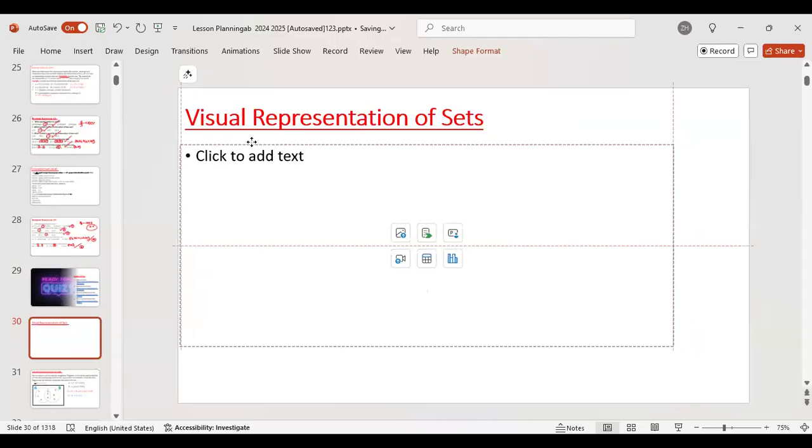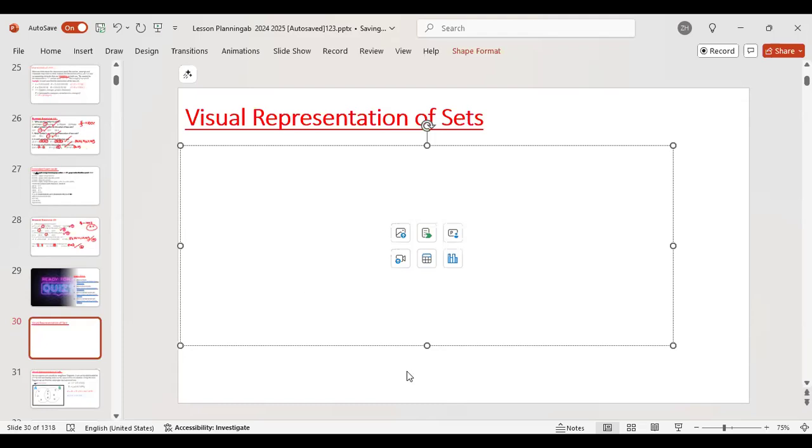So, okay, good. We could visually represent sets. How can we visually represent sets? What could we do? Draw a circle. Maybe draw a circle. Yeah, draw circles. Has anyone ever done that before? I have. Yeah, okay.